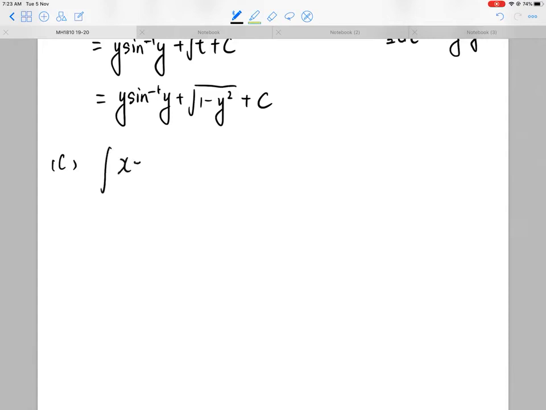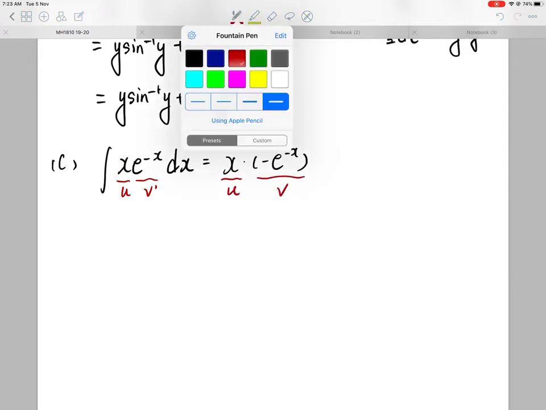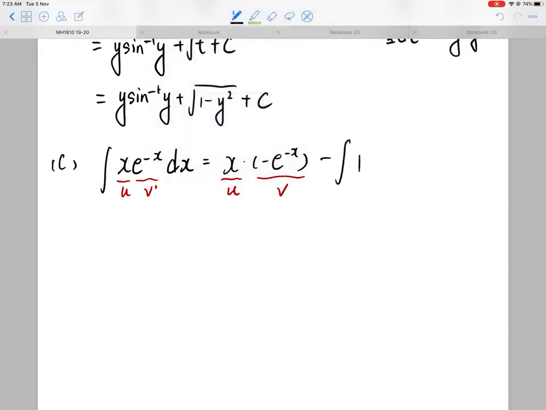Part C, it's an integration of this. So the idea is, if this part is 1, it's much easier to integrate, right? So we can treat this as your u, this as your v prime, which means your u times v. So what is v? V is this. Right, this is your u, this is your v, minus u's derivative times v.